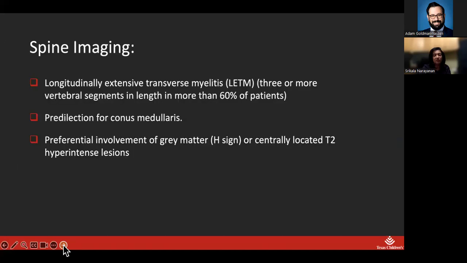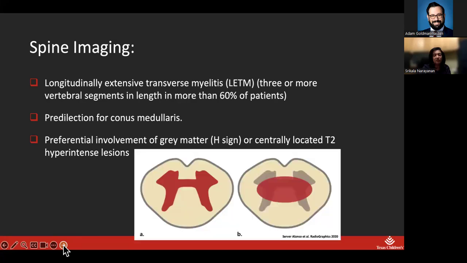When we look next at the spine, again, longitudinally extensive transverse myelitis is seen in more than 60% of the patients, where it's defined as involvement of 3 or more vertebral segments in length. Look at the conus and look for more predominantly centrally located lesions, either involving both the gray and white matter, or just predominantly the gray matter, which is referred to as the H sign.